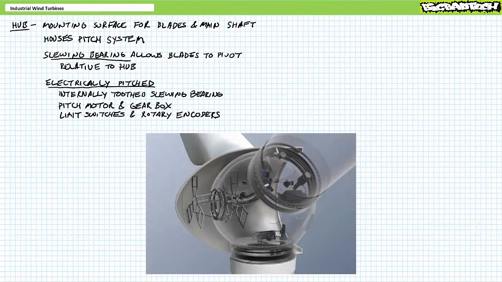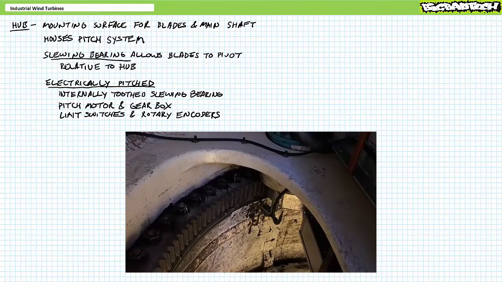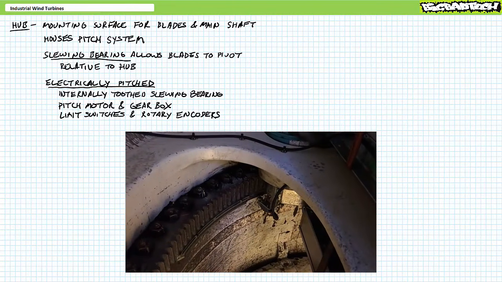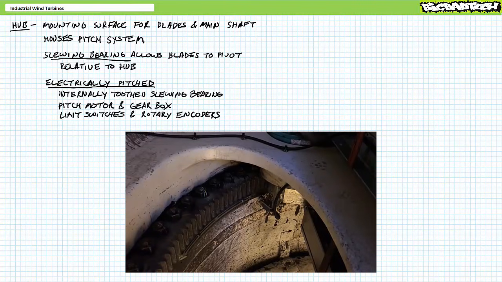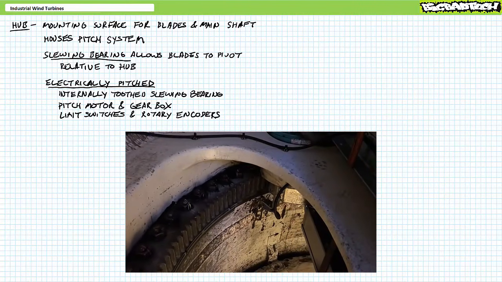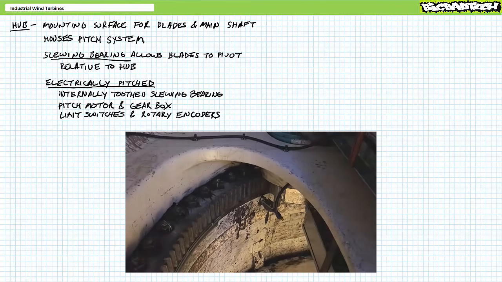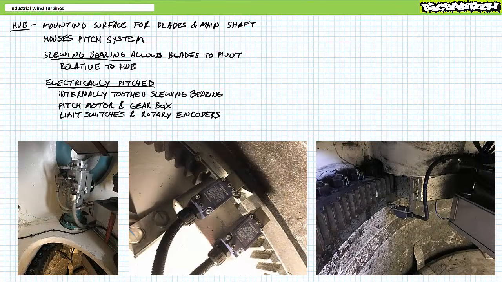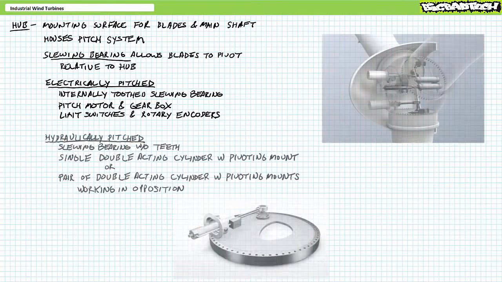An electrical pitch system uses an internally toothed slewing bearing, similar to the yaw ring, and a motor-driven gearbox and pinion gear. When the motor turns in one direction, the blade is pitched forward, and when the motor turns in the opposite direction, the blade is pitched back. Similar to the yaw controller, the pitch controller uses an incremental rotary encoder to determine pitch angle, as well as accessory electromechanical backup components like limit switches to indicate the limits of travel.